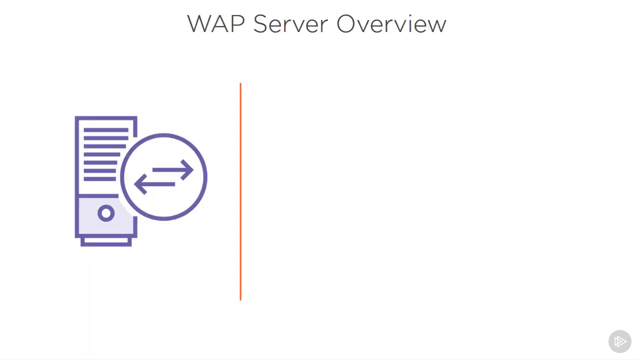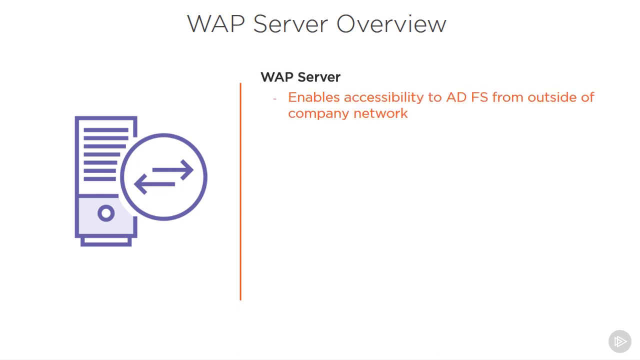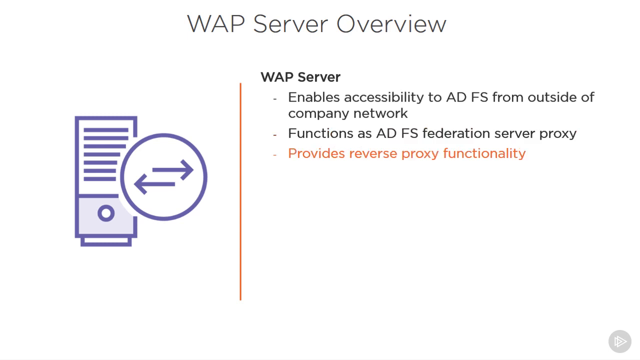So I want to begin by leveling the playing field to make sure we're all on the same page when we're talking about what a Web Application Proxy server is all about. What we're going to see here is that a WAP server provides a few different pieces of functionality or features in our ADFS environment. For instance, it enables accessibility to ADFS from outside of the company network for our external users. It also functions as an ADFS Federation server proxy, and it provides reverse proxy functionality for web applications inside of your corporate network to enable users on any device to access these applications from outside of the corporate network.